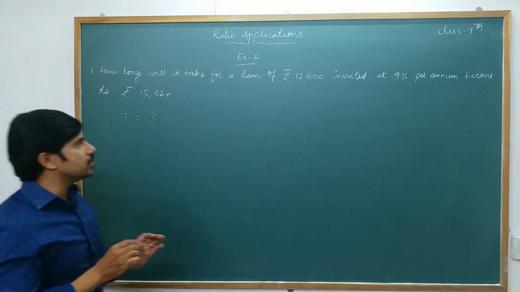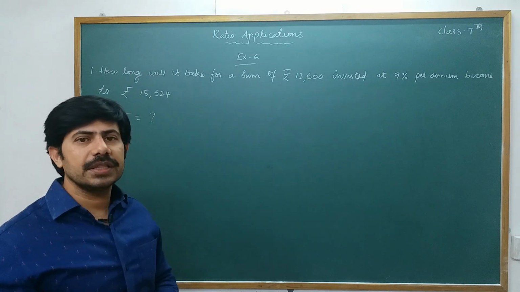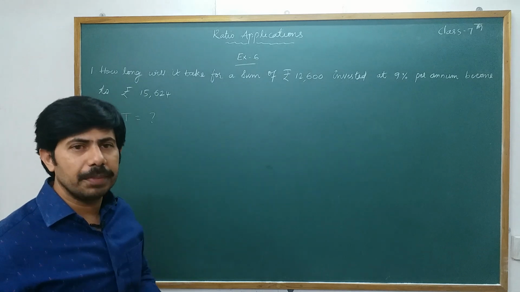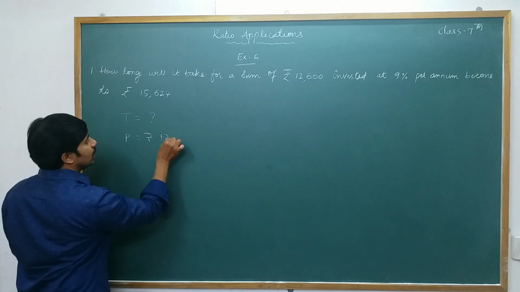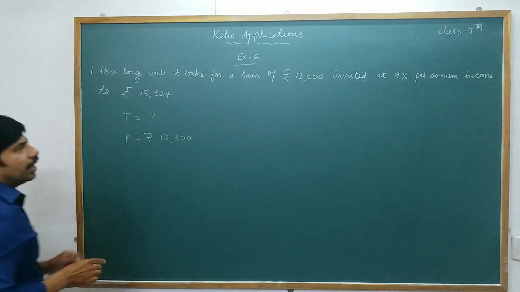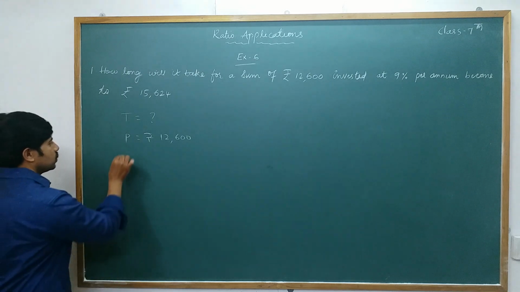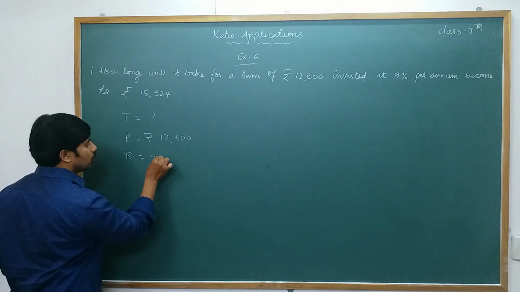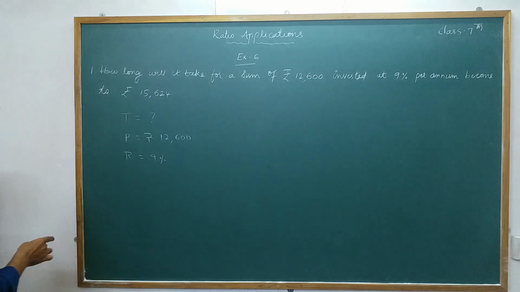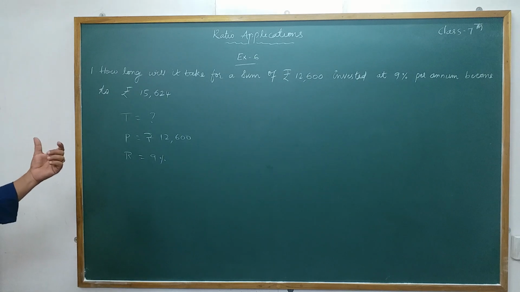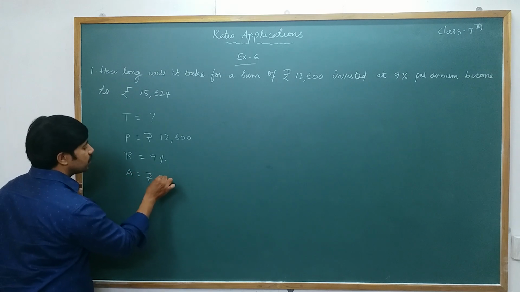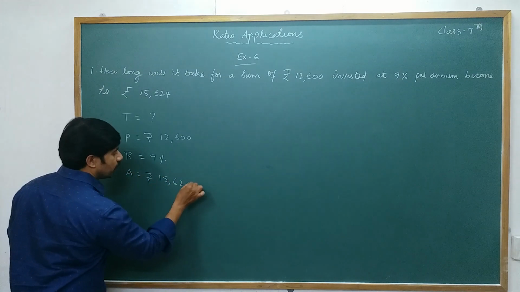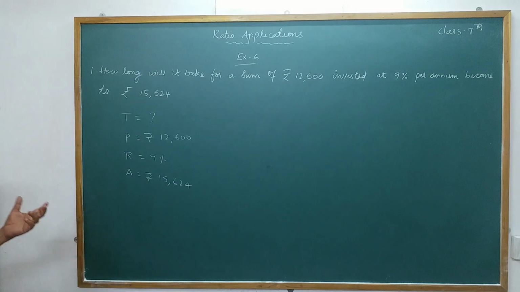Sum of rupees 12,600. Here sum means nothing but the amount we borrow, or it is called principal. So what is the principal? Principal amount is rupees 12,600 and rate of interest is 9%. So R is equal to 9%. Okay. Now it becomes rupees 15,624. So that is amount. So what is amount? Amount is rupees 15,624. So we have principal, rate of interest, amount. We need to find T.